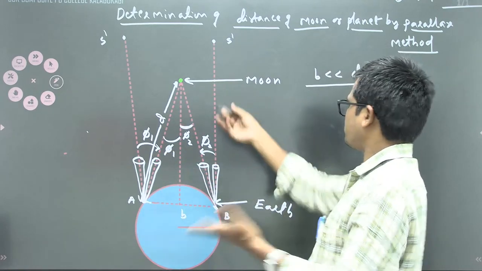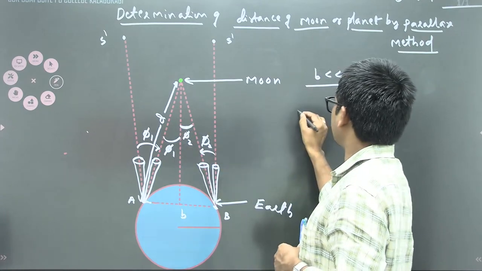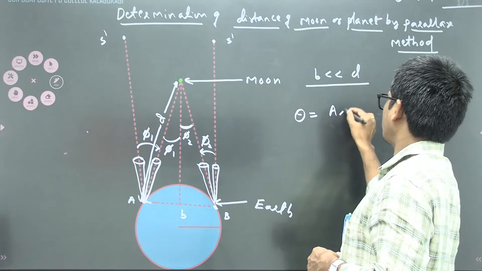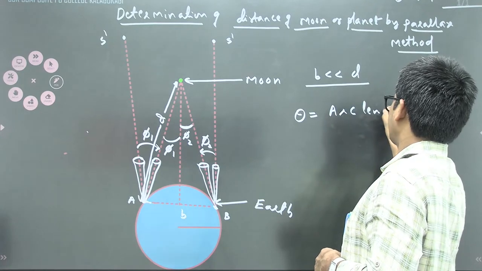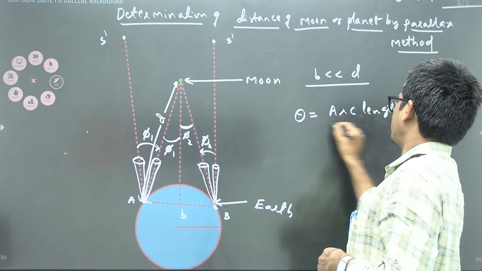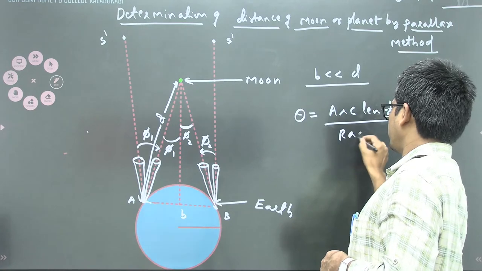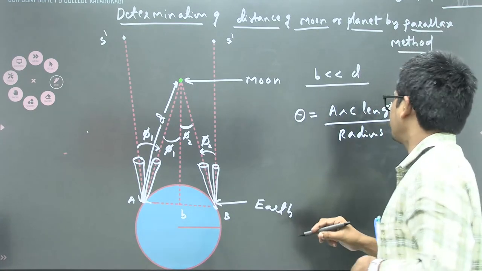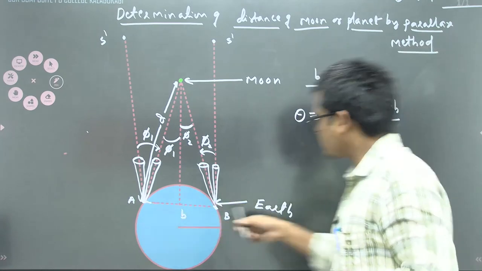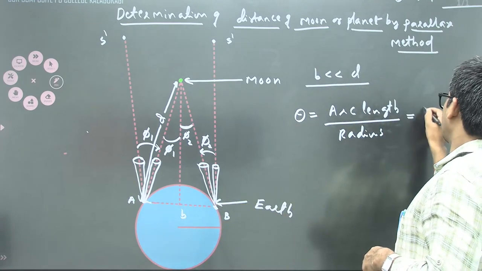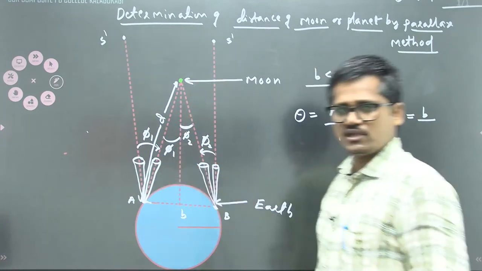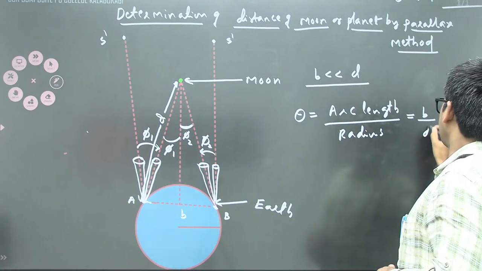Now you apply the same formula. Let me say theta is equal to arc length divided by radius. Okay or not? What is the arc length here? I am saying it is b. What is the radius here? It will be d, the distance of the moon from the earth. Let that be d here.